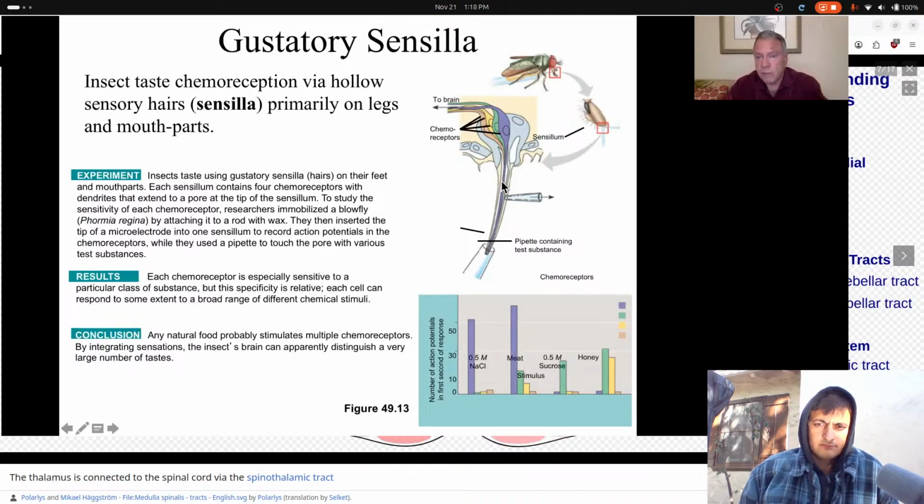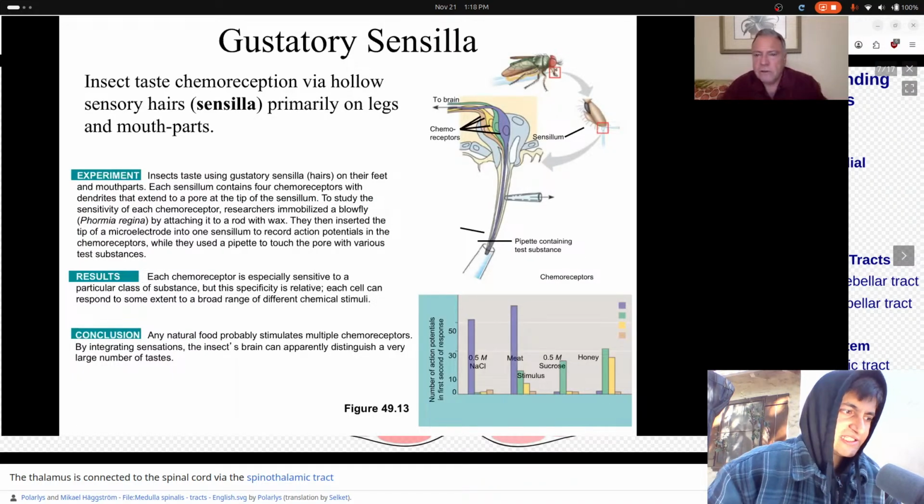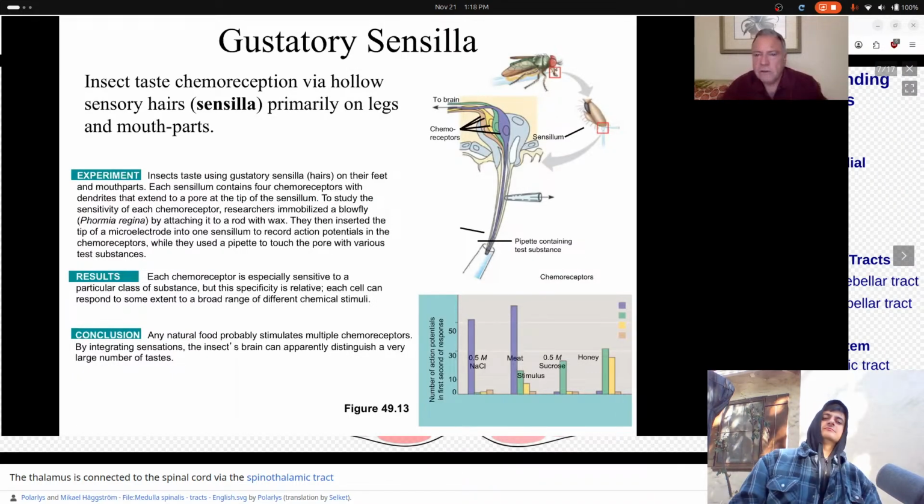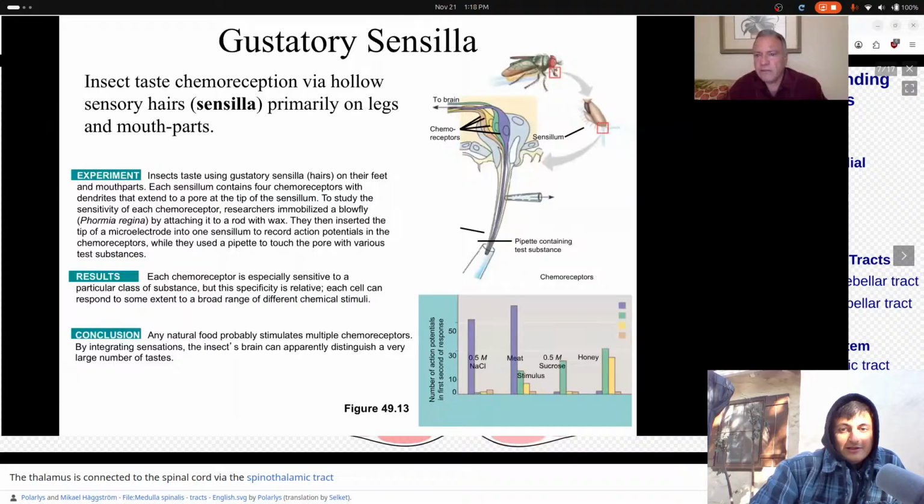So a fly, for example, can be walking on things and saying, oh, is that something I should eat or not? That's actually dope. Imagine you could taste the ground with your feet. I mean, I already do, but imagine if you could. In the syncytiae of its legs, as well as its mouth parts and its antennae.